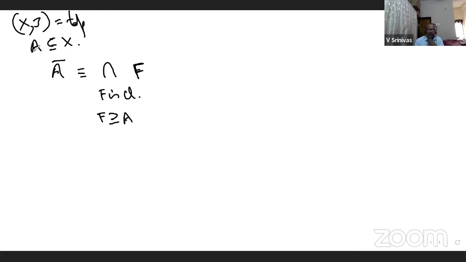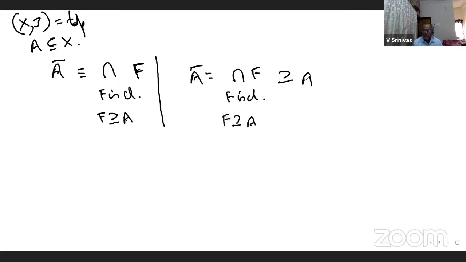So if you are given a subset capital A of X, then its closure is defined as the intersection of all closed supersets of A. Out of this definition, one property is obvious. What is that? Each F contains A. Therefore, this intersection contains A. In this collection of F's, each F contains capital A. Because each F is closed and contains A, this intersection also contains A. Capital A is a subset of each constituent set, therefore this intersection will again contain capital A. So A closure is a superset of A. For whatever be capital A, its closure is a superset of A. So that you have to notice.